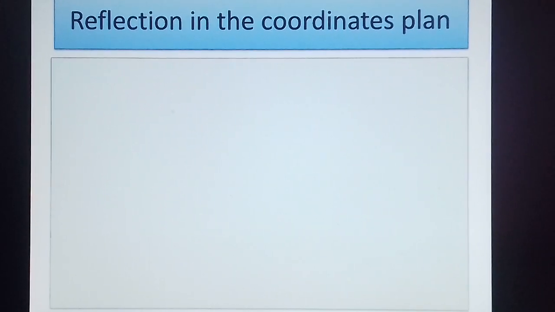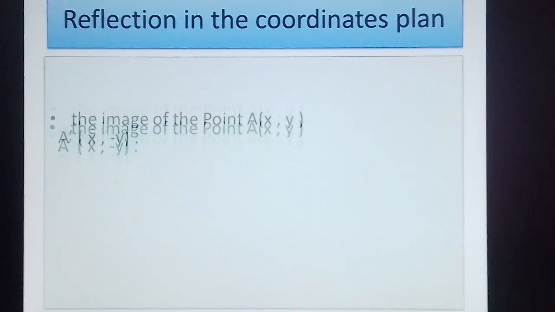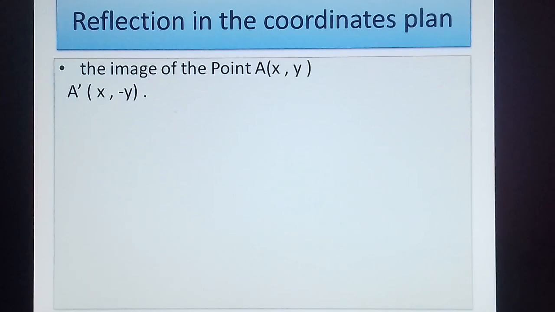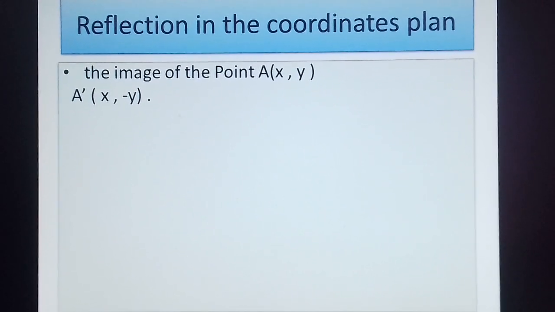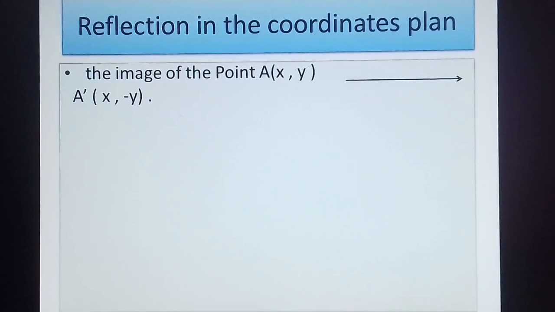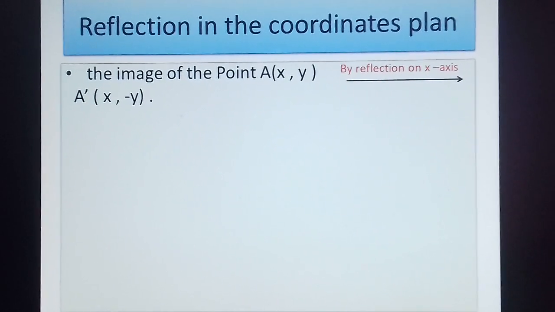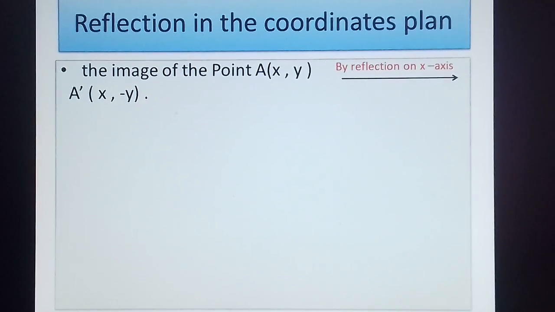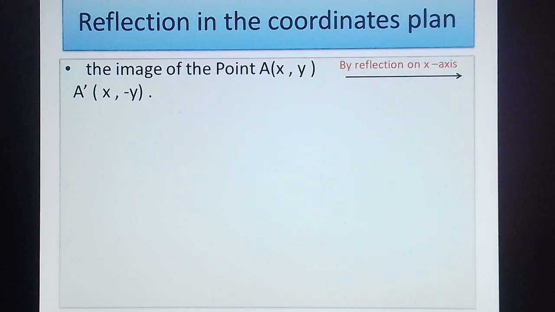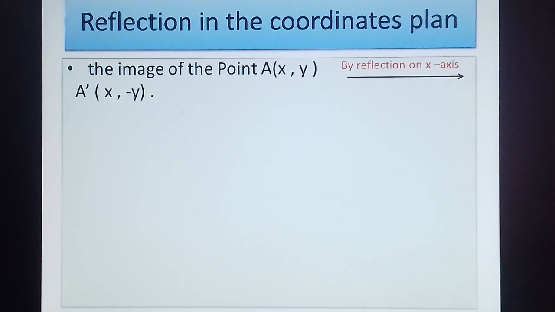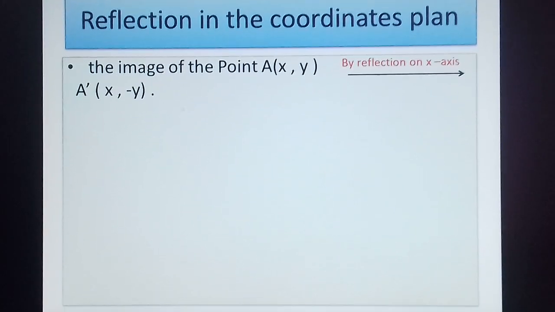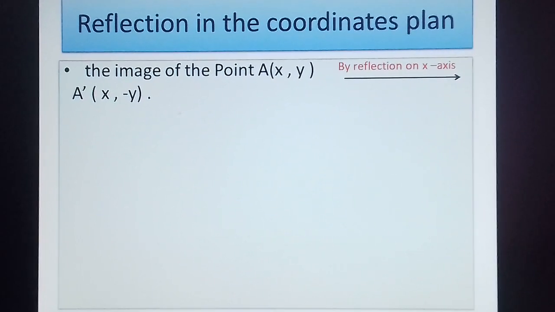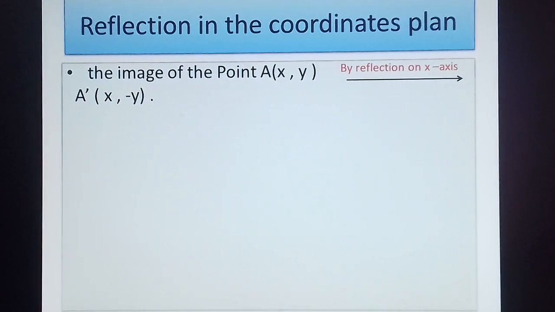Our lesson today is about reflection in the coordinate plane. If he asks me for the image of a point A(X, Y) by reflection on the X-axis, what can we do to find the image A dash? We change the sign of the second coordinate Y. It will be A dash (X, negative Y).